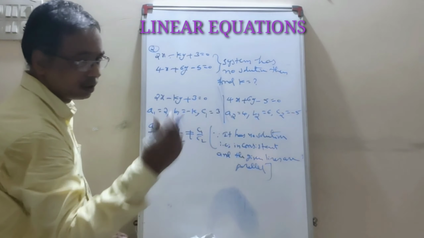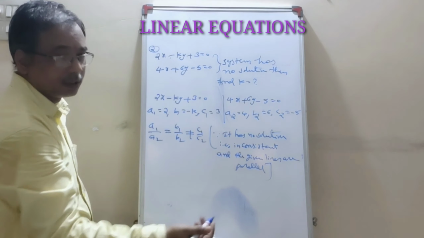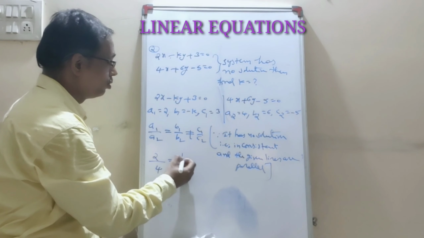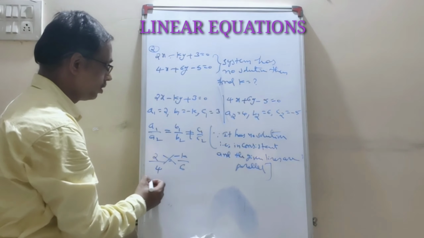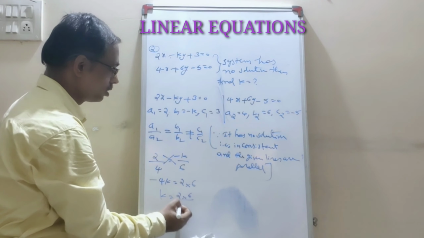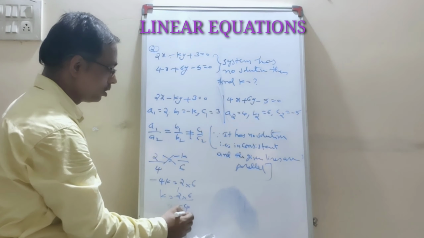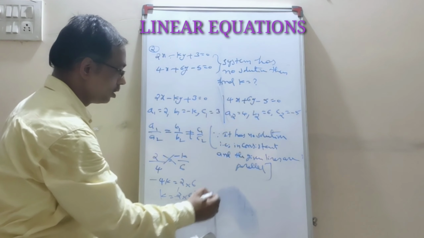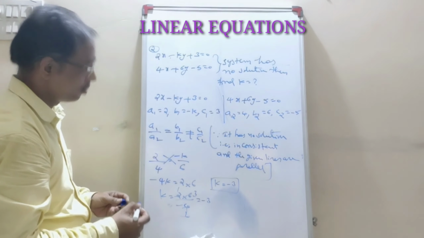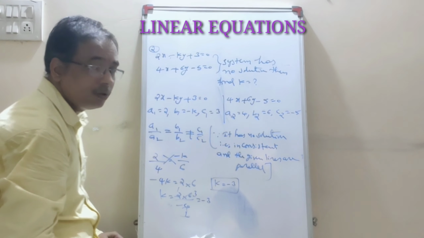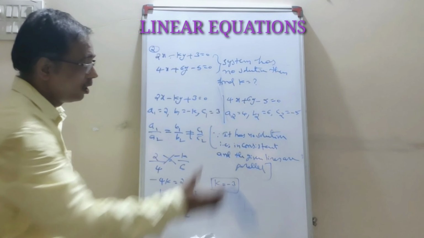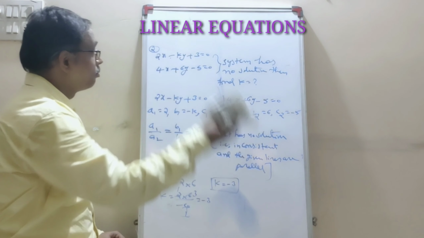So let's write all these three conditions. By that way you can get perfect on that concept. Now here 2 by 4 equal to b1 by b2, minus k by 6. On cross multiplication we get minus 4k is equal to 2 into 6. Then k is equal to 2 into 6 by minus 4. By cancellation, k is equal to minus 3. The system has no solution, so we get the relation a1 by a2 equal to b1 by b2 is not equal to c1 by c2. That means the system is inconsistent and the lines are parallel. By this way we can do this one.